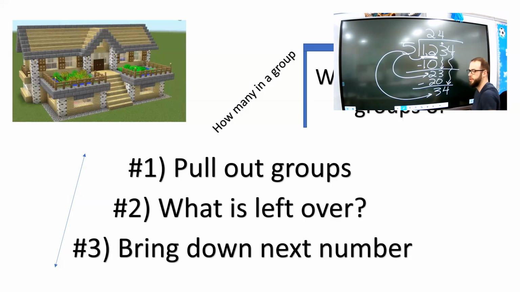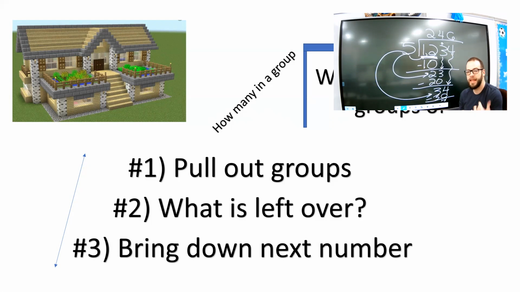How many 5s are in 34? 5, 10, 15, 20, 25, 30, 35. 5, 10, 15, 20, 25, 30. There's 6. So that was 30, right? I took out 30. So that means there's 4 left over, and I'm all out of numbers.